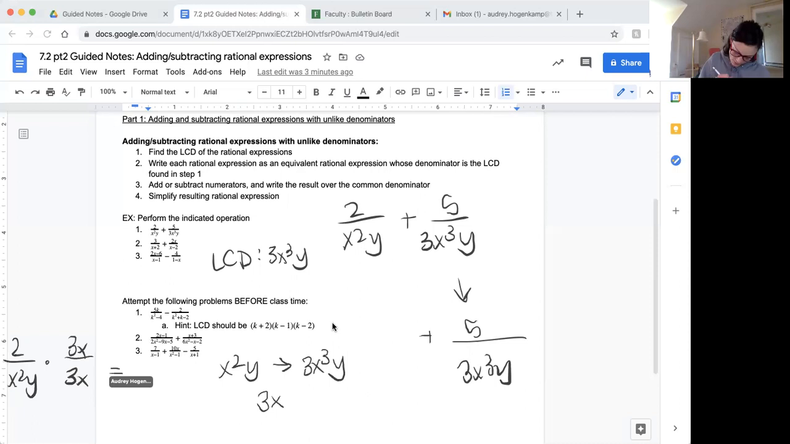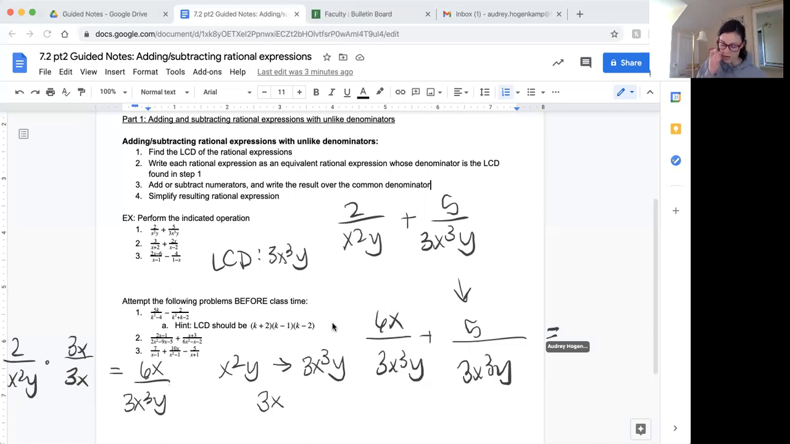So that's going to give us 2 times 3x, which is 6x over x squared y times 3x will give us 3x cubed y, which is exactly what we wanted. So we're going to have 6x over 3x cubed y. And now we're going to just add straight across, right? So 6x plus 5 over 3x cubed y, because we just add straight across in our numerators, leave our least common denominator as is.